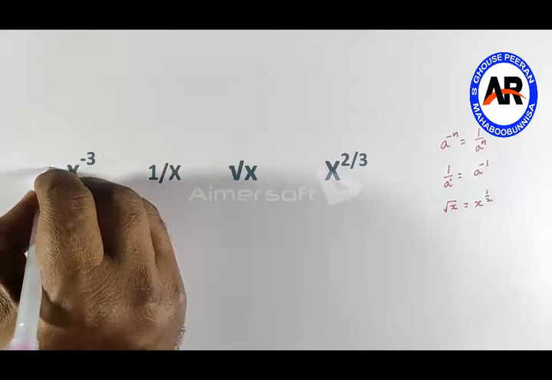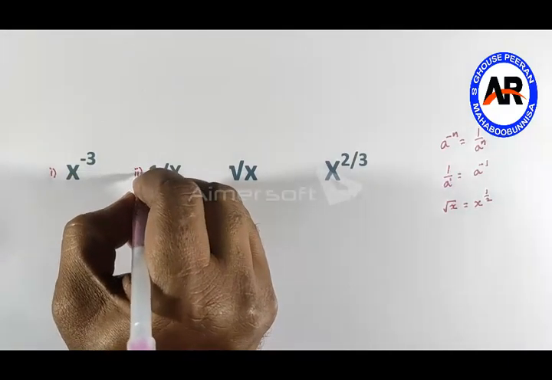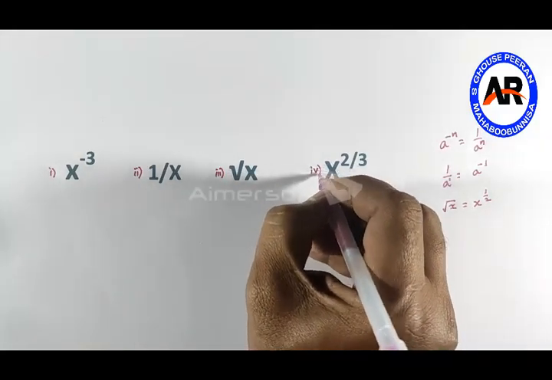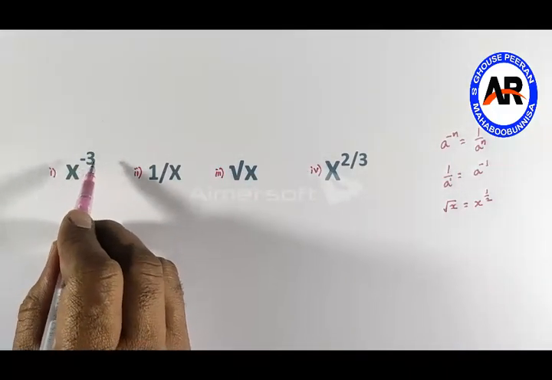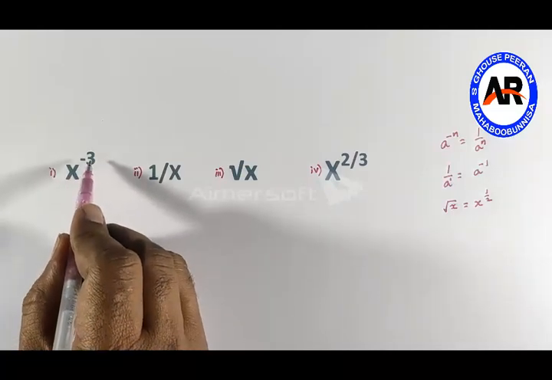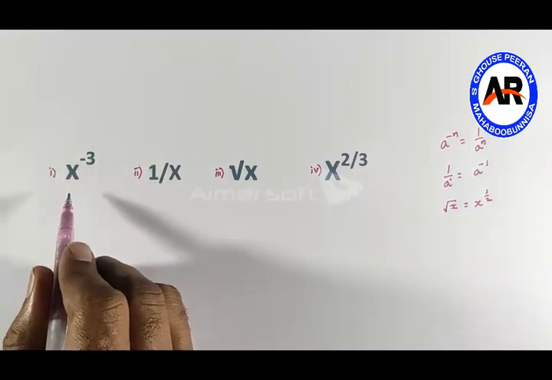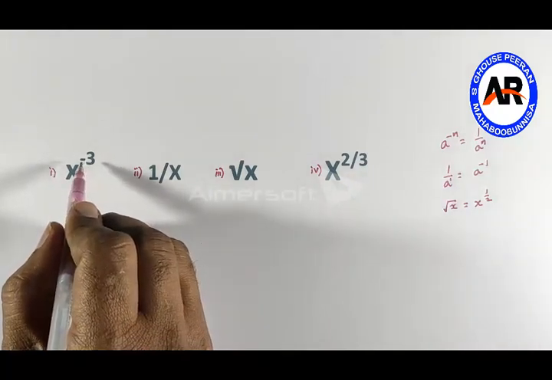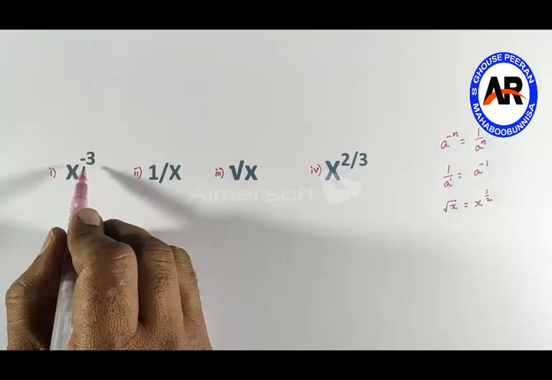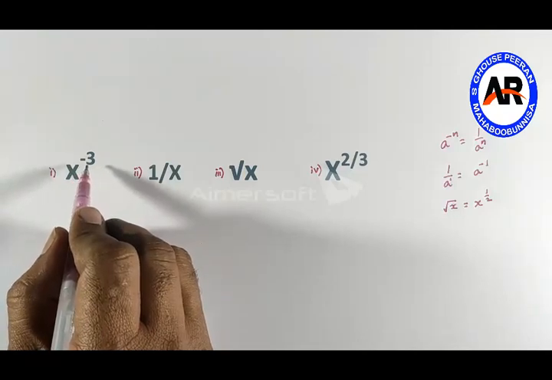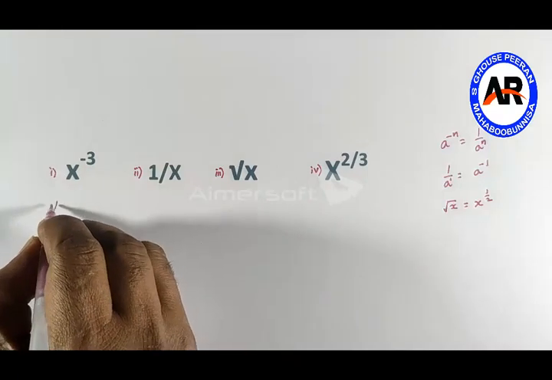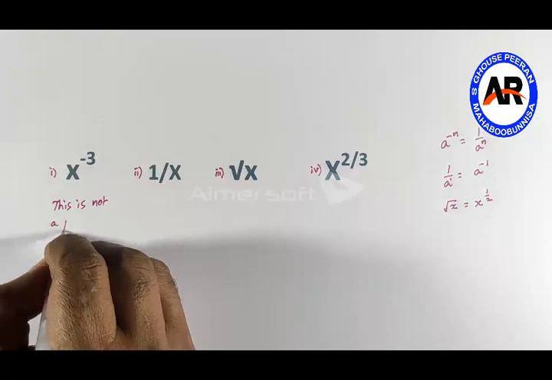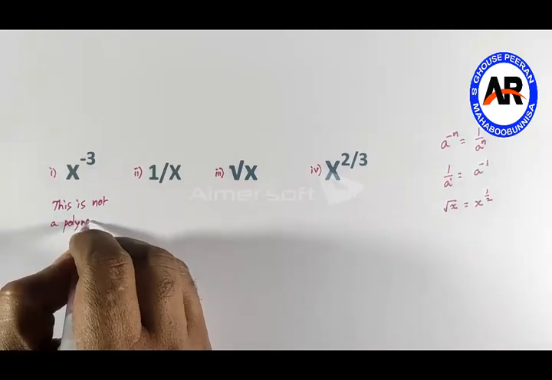Let's move towards the first one. First, second, third, fourth. First one, x power minus 3. X power minus 3 is not a polynomial because the variable x has the negative power. If you find the negative exponent, you can say that this is not a polynomial.